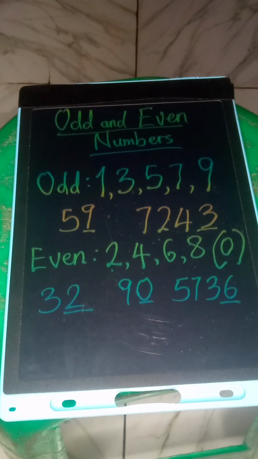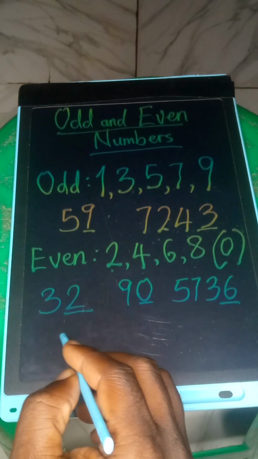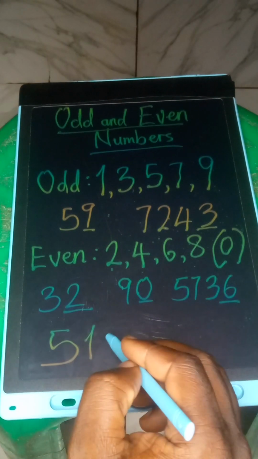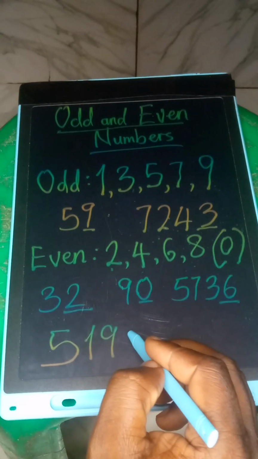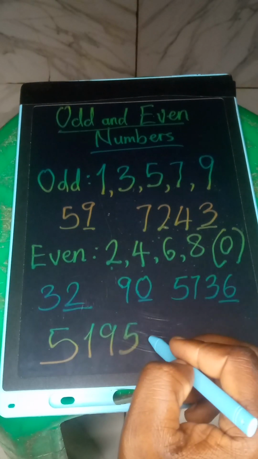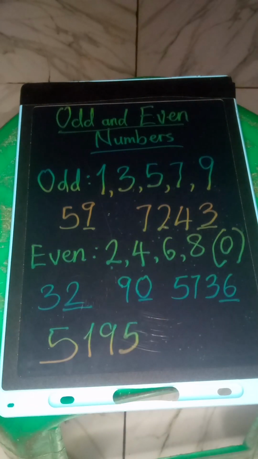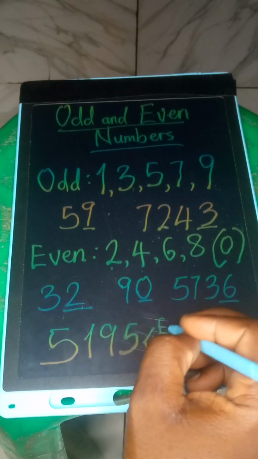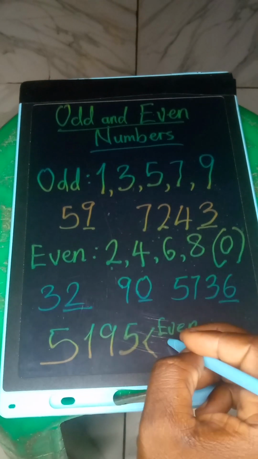Now I'm going to give you a number. You are going to type in the comment section whether it's an even number or an odd number. So this number, 5,195. I want you to type in the comment section whether this number is an even number or an odd number.